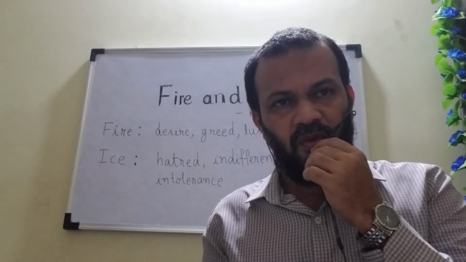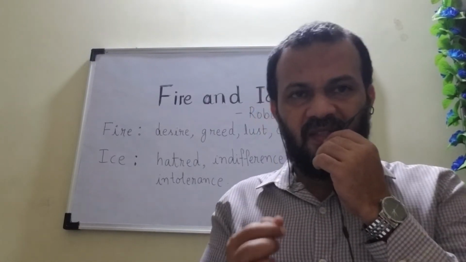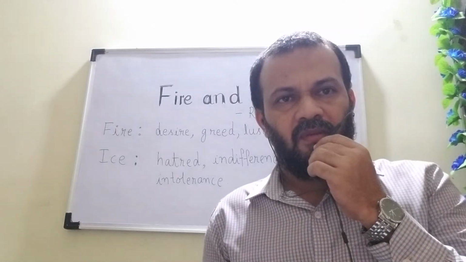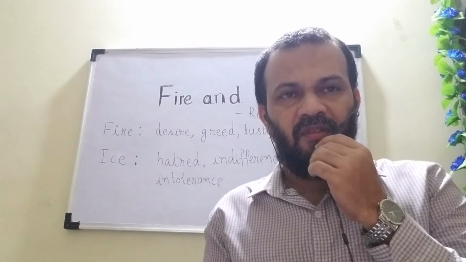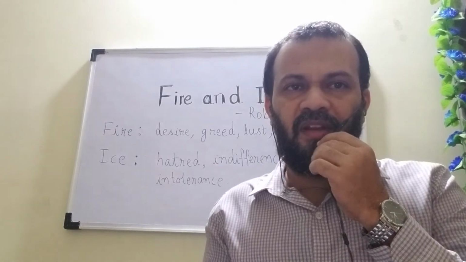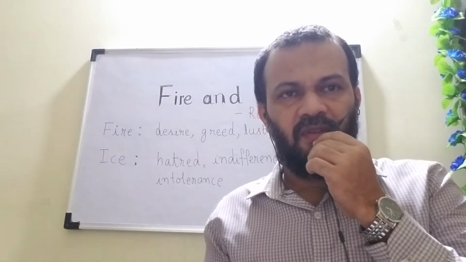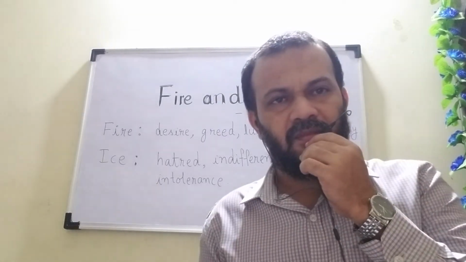Now let us switch over to the poem. In the first stanza of the poem, there are two groups. One group says that fire will destroy the world or put an end to the world. The other group says that ice will destroy the world or put an end to the world.